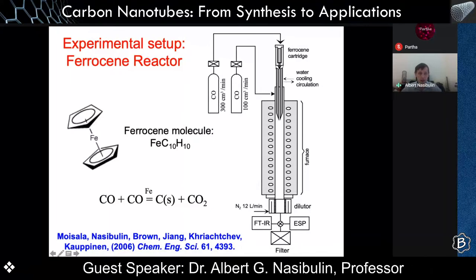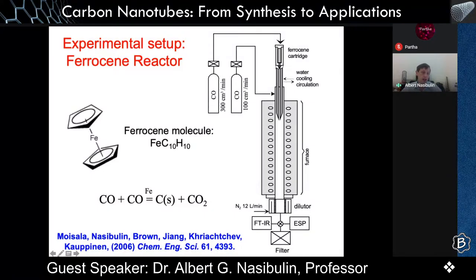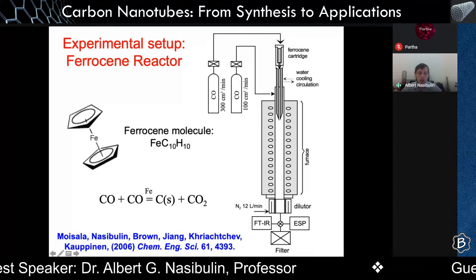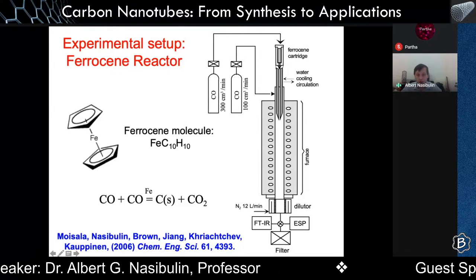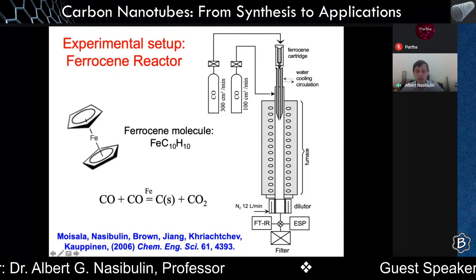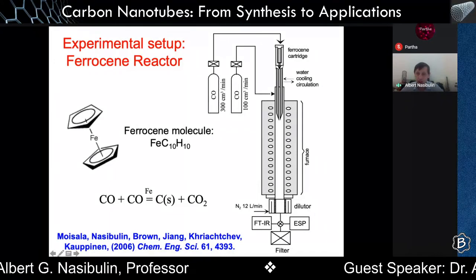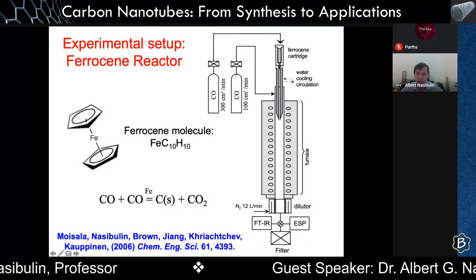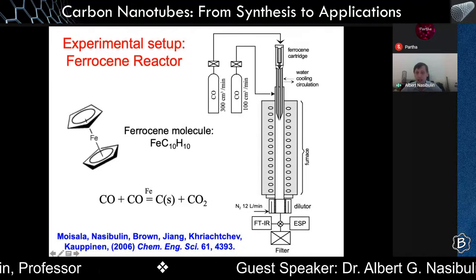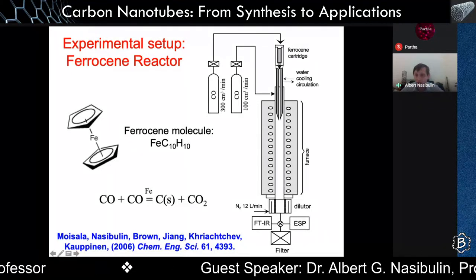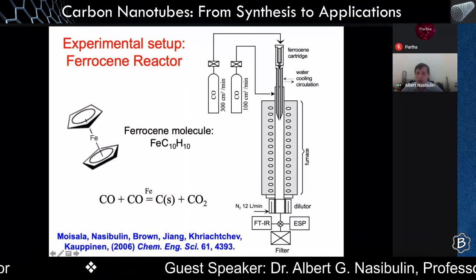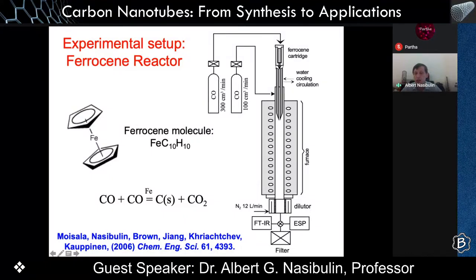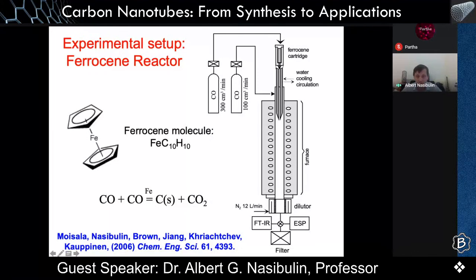So what happens? Ferrocene decomposes and forms catalyst particles of 2 to 5 nanometers, which is needed for the CO disproportionation reaction. CO decomposes, or disproportionates, only on the surface of iron particles, not on the surface of the walls. That leads to the release of atomic carbon on the surface of catalyst particles and growth of carbon nanotubes. While the flow is moving from the entrance to the outlet, we see the formation of catalyst particles and growth of carbon nanotubes, and they are collected downstream of the reactor just by filtering the whole flow.